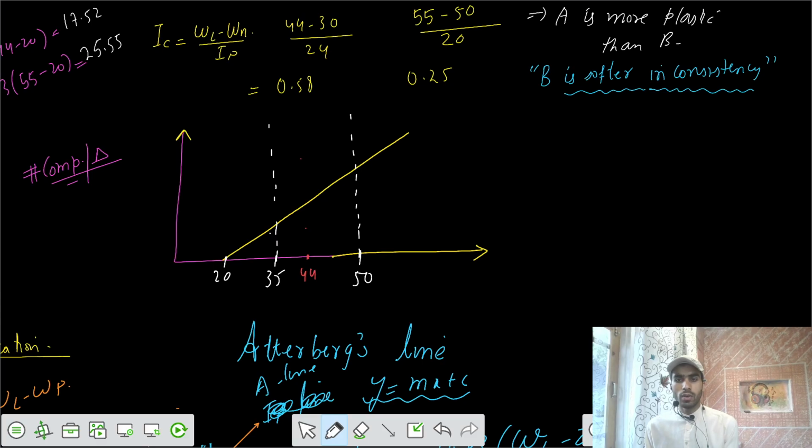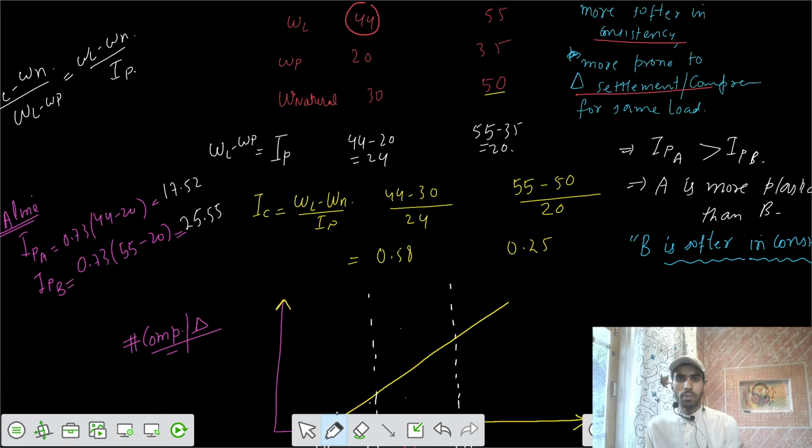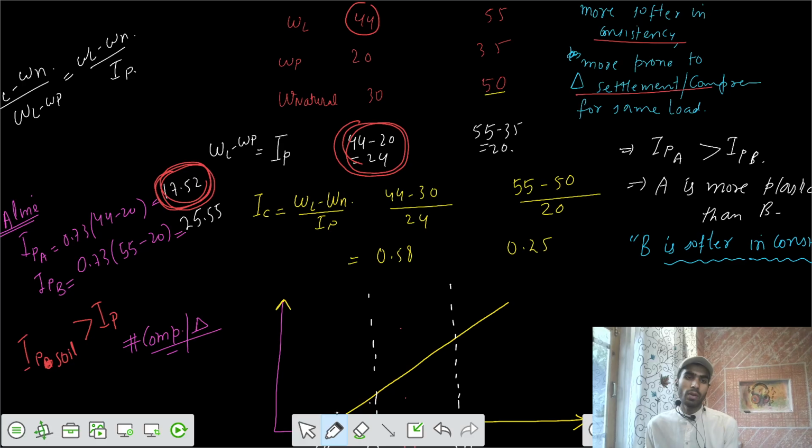For that, what is the IP value for your soil A? Your IP value for soil A is 24. But what about the A line? That is 17.52. So that means your soil A is above the A line. Your IP of the soil is 24, which is greater than the IP for the A line. So we write that the soil is clay.